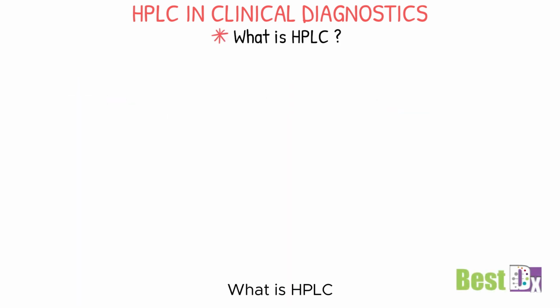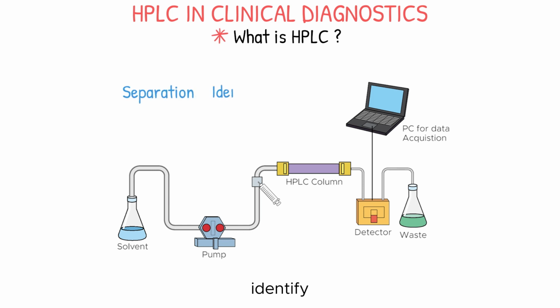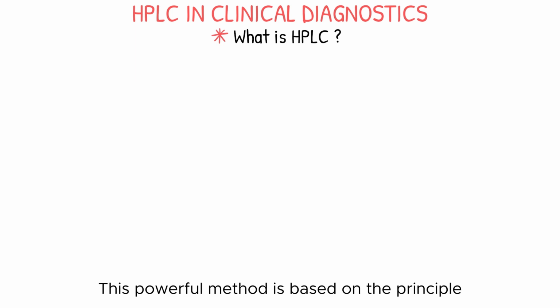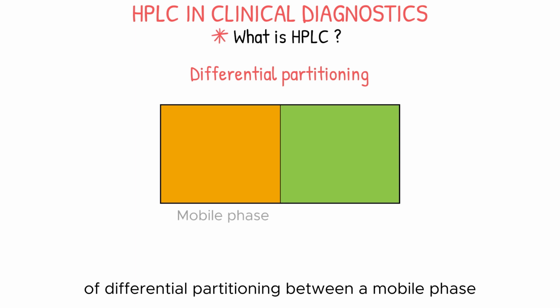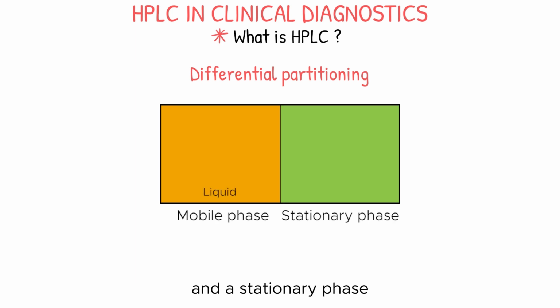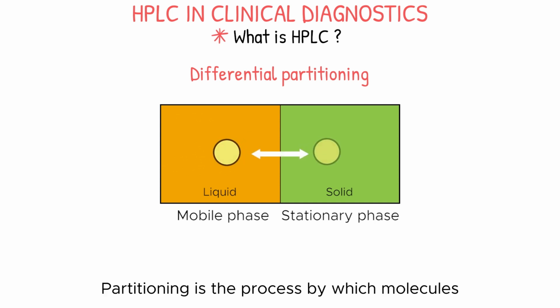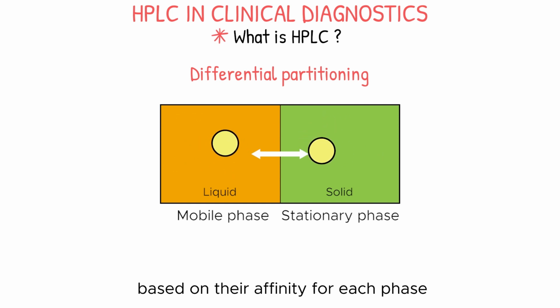What is HPLC? HPLC is an analytical technique used to separate, identify, and quantify components in a mixture. The figure below shows a basic overview of the HPLC process. This powerful method is based on the principle of differential partitioning between a mobile phase, which is liquid, and a stationary phase, which is typically a solid packed into a column. Partitioning is the process by which molecules distribute themselves between two immiscible phases based on their affinity for each phase.